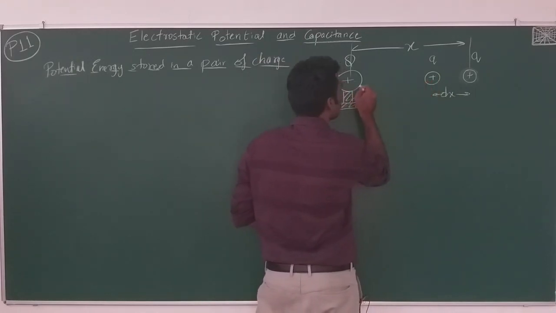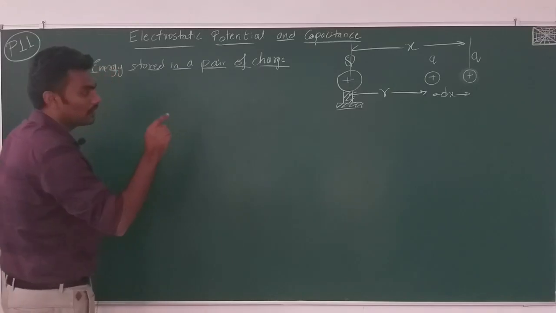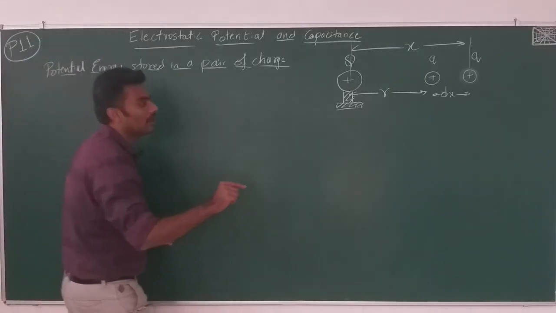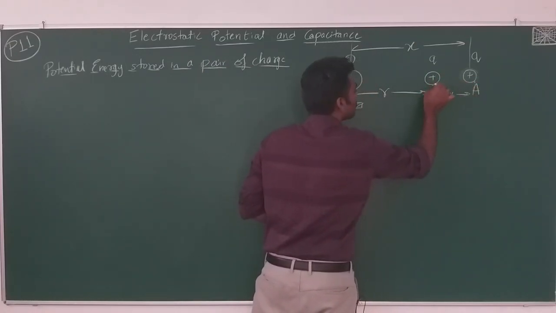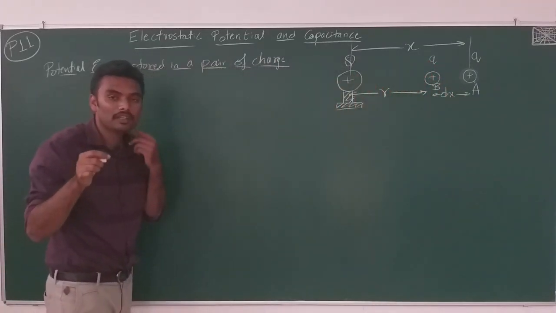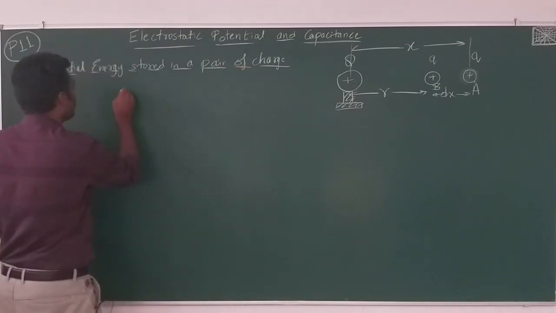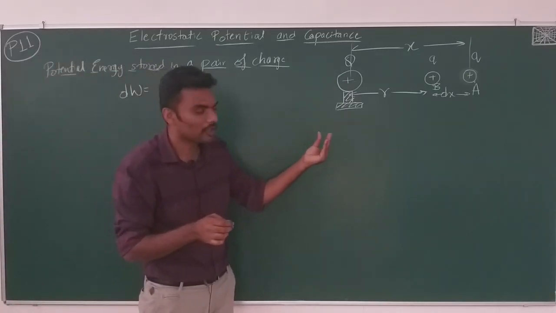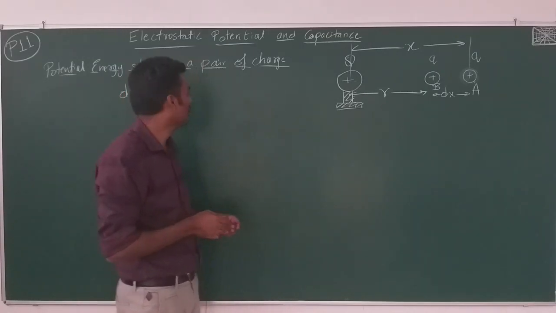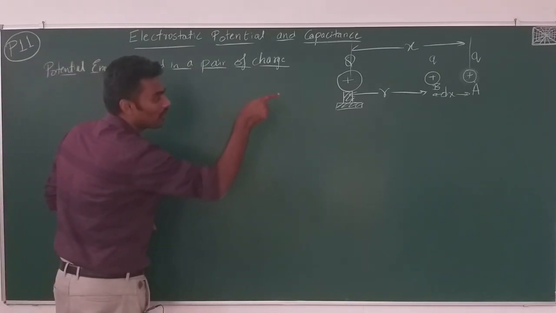Now finally, the distance between capital Q and small q, let that be r. Now the work done in bringing the charge from position A, let this be position A, to position B, will be a very small amount of work, right? Because it's a small displacement of dx, so obviously it's a very small amount of work. So dW is the amount of work I do in order to bring the charge from A to B.